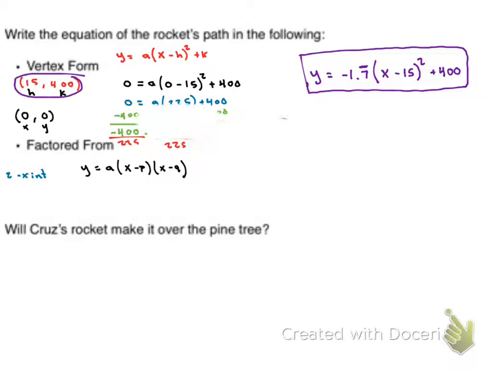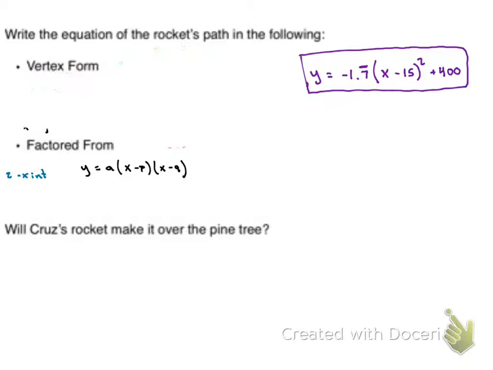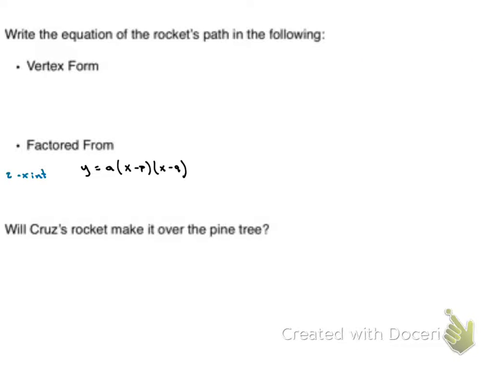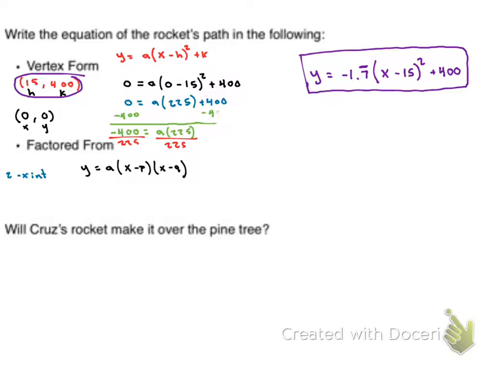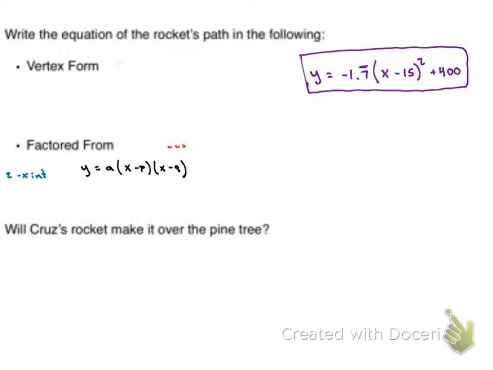Let me erase these so it doesn't get confusing. Okay, so we have one x-intercept at 0 and the other x-intercept at 30. Now remember that we need to write this in parenthesis form. So we're going to subtract the 30 back to the other side, and we get x minus 30 for the parenthesis. So that's our x minus p and our x minus q.